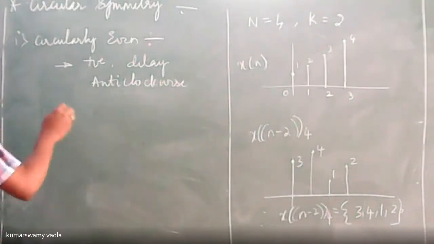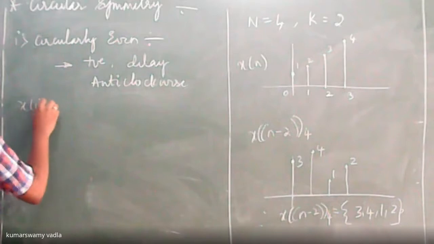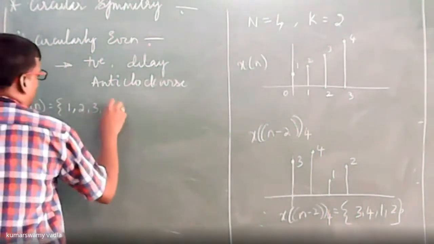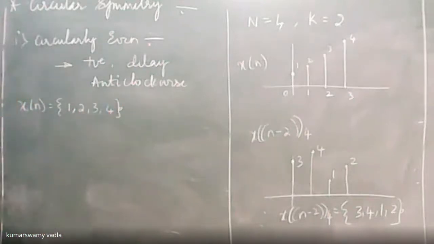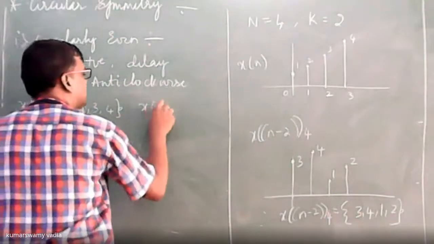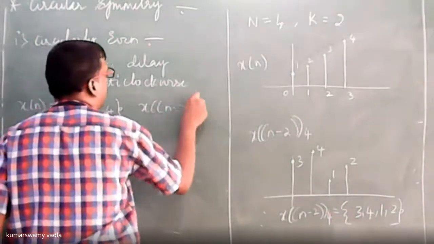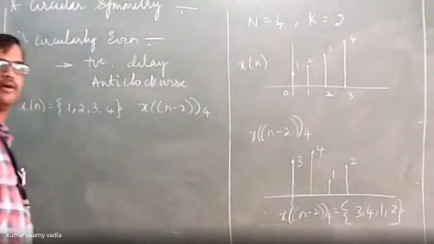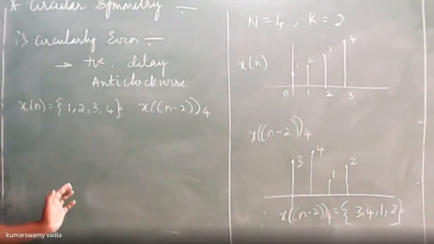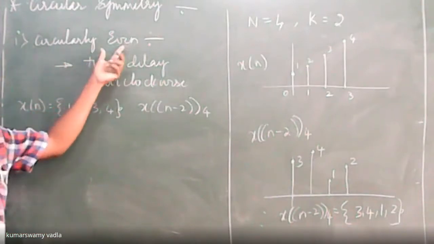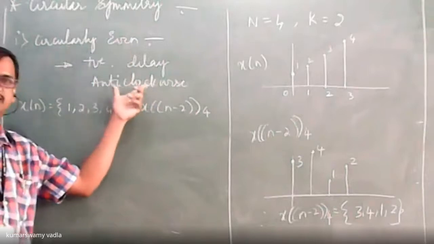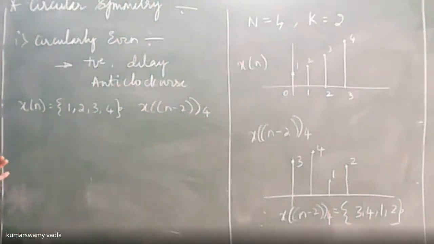Okay? Now, x of n is 1, 2, 3, 4. Given x of n, you should draw x of n minus 2 of 4. Please look onto the board. Circularly even, positive, delay, anti-clockwise. Why am I telling all this? I am letting you know now.